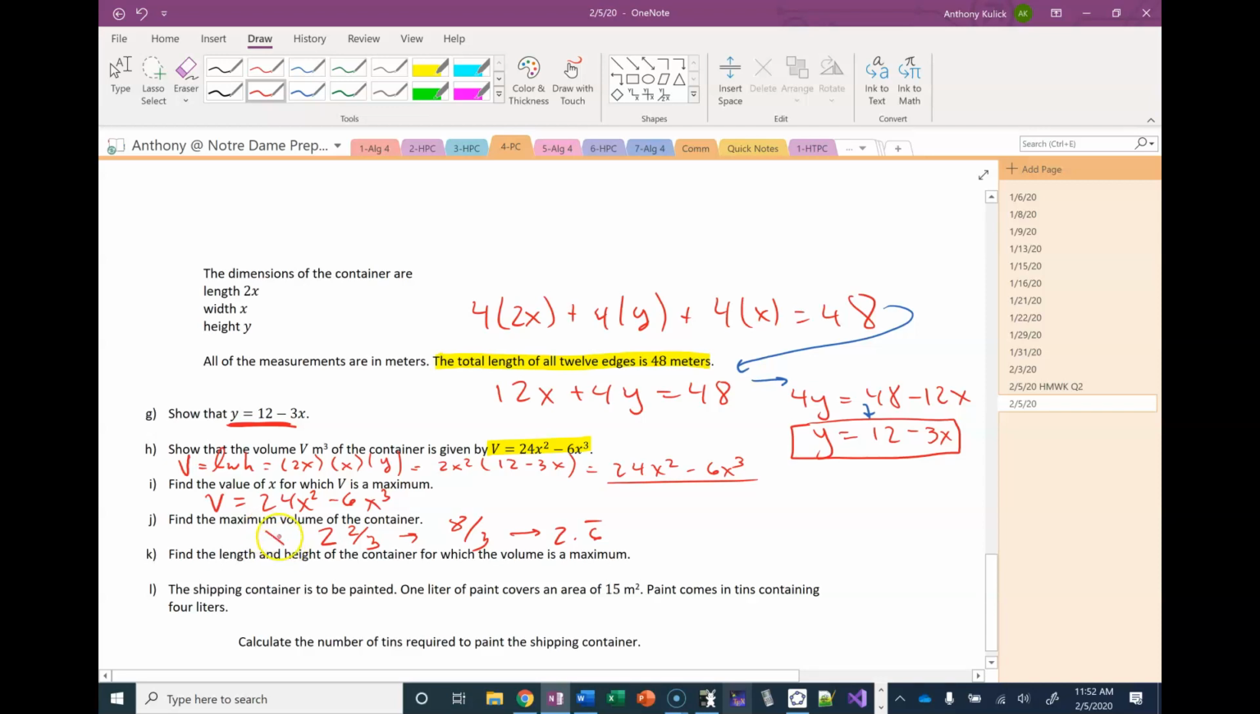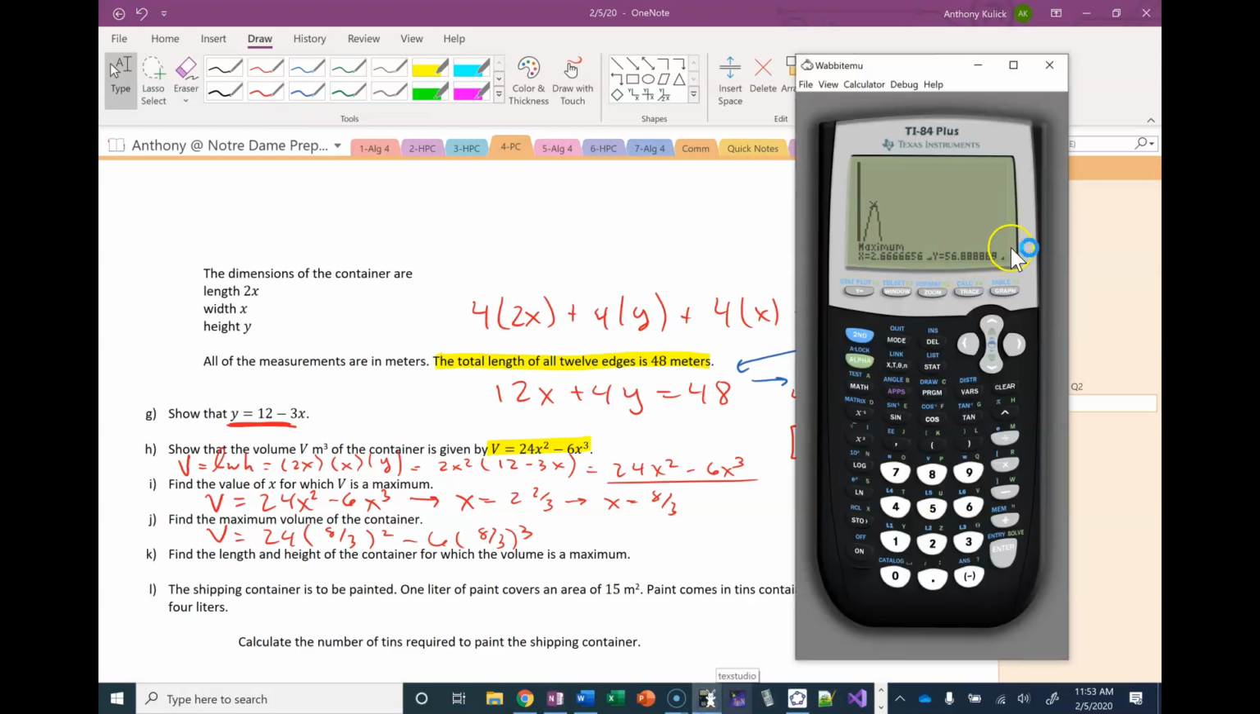Oh, sorry. Yes, sorry. I get what you meant there. So x is 2 2/3 or 8/3 or whatever. Okay. So then it asks for the volume. Well, all I'm going to do then is take that equation for volume and plug in 8/3. Or I can read it off my graph here. So when I found the maximum, the y coordinate is going to give me that maximum volume, which is 56.89-ish.